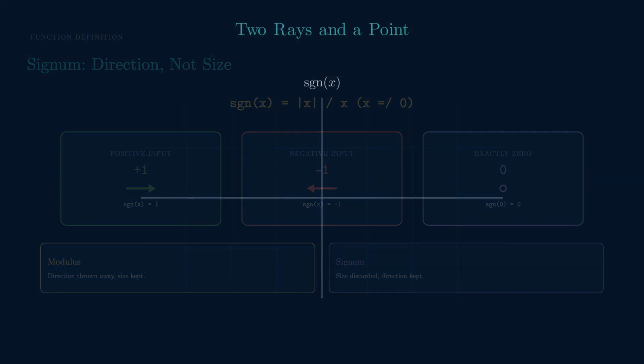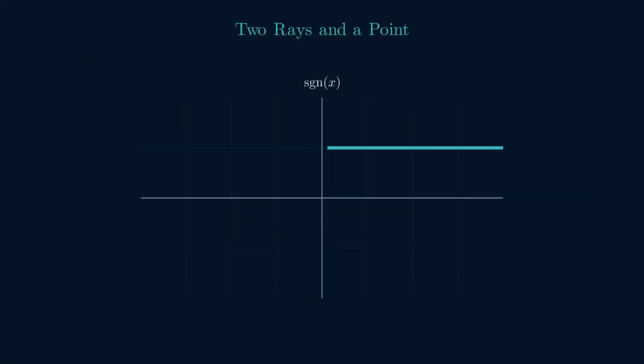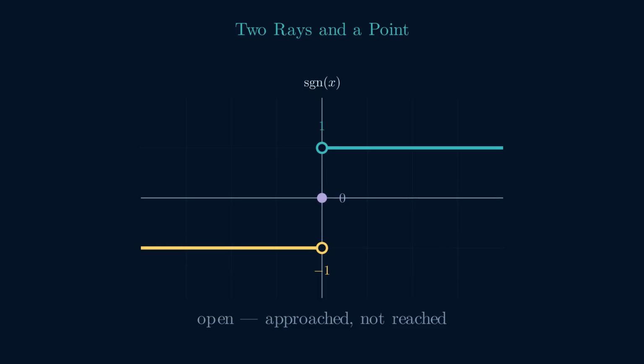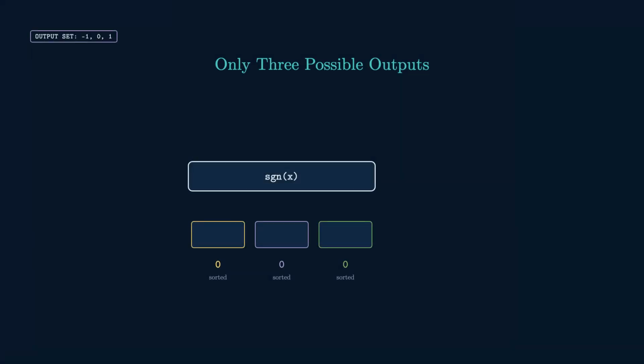So the signum graph is barely a graph. Two flat rays plus one lonely dot. Right ray sits at y equals 1, left ray at negative 1. And those hollow circles at 0, 1 and 0, negative 1? They mean approached, never reached. The filled dot at the origin is the actual value, signum of 0 is 0. 3 outputs, forever. The entire range is 3 numbers. That's it. Negative 1, 0, 1.